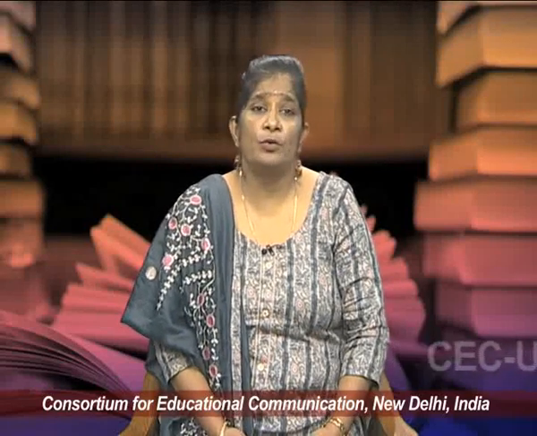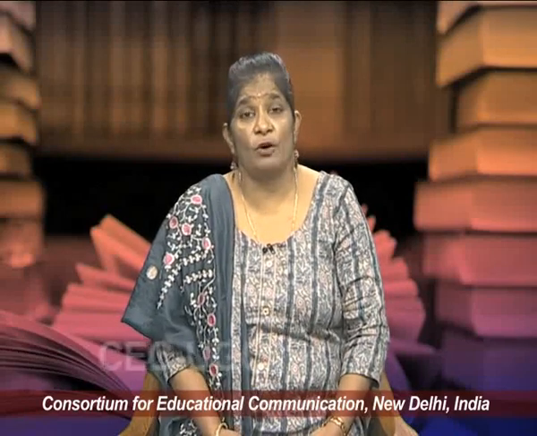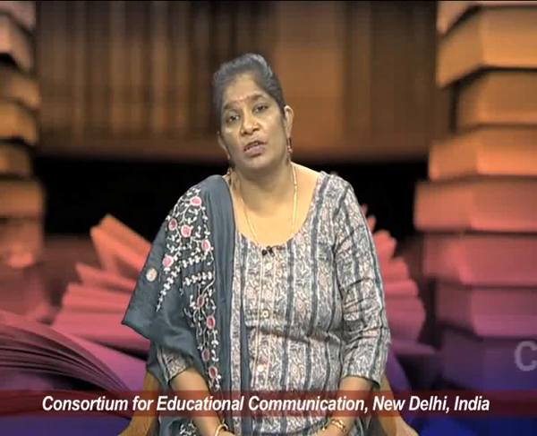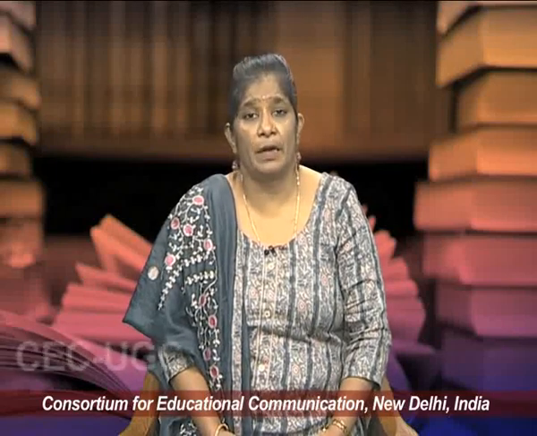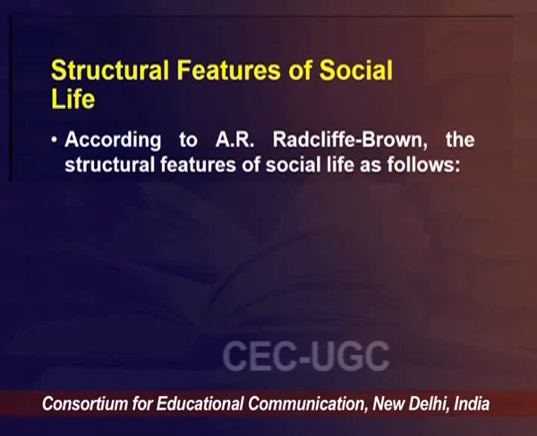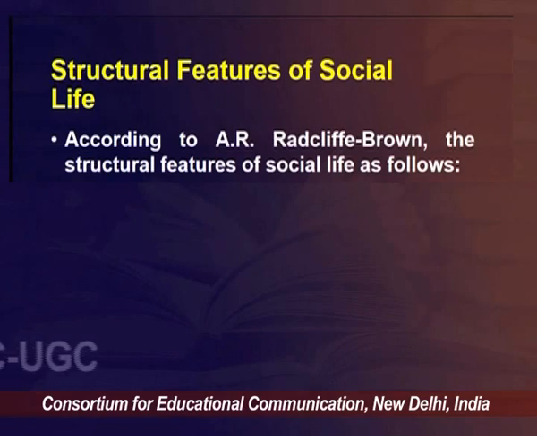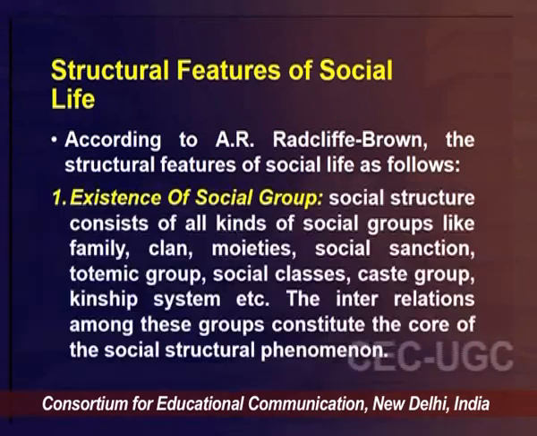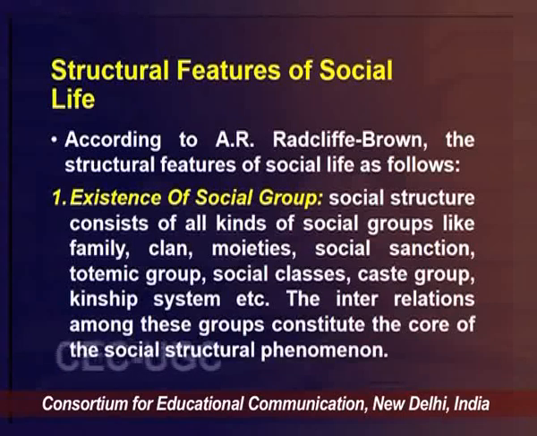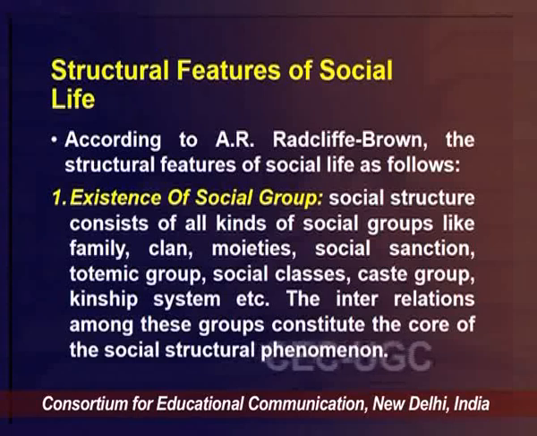Now, when we have looked into the way in which he understands the structure and the nature of social relationship, let us look into some of the structural features of social life given by Radcliffe Brown. The first structural feature is the existence of social groups. Whenever we try to understand society, we know that it consists of several groups. Social structures consist of all kinds of social groups like family, clan, moieties, social sanctions, totemic group, social class, caste group, kinship system, etc.